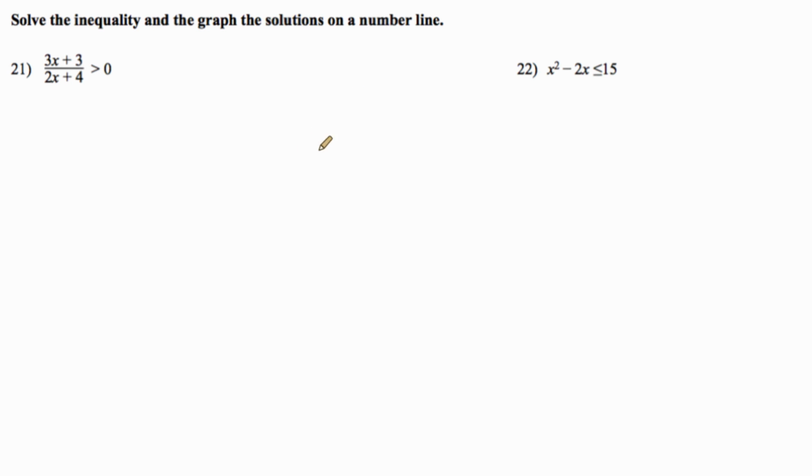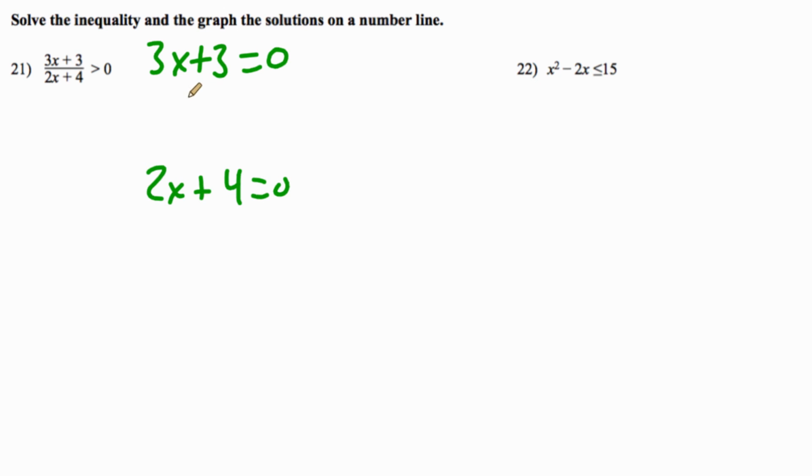Last two examples, we are solving the inequalities and then graphing out the solutions on a number line. In number 21, since this is a fraction, in order to find the critical numbers, we're going to set the top of the fraction equal to 0. And we're going to set the bottom also equal to 0. So we get 3x plus 3 equals 0 and 2x plus 4 equals 0.